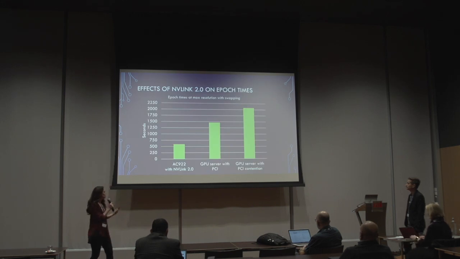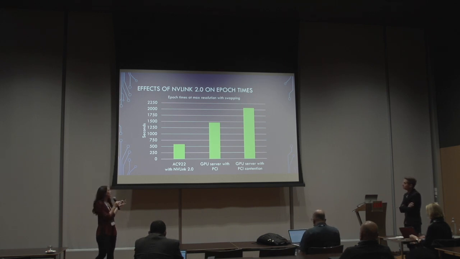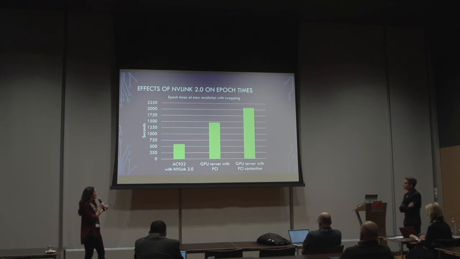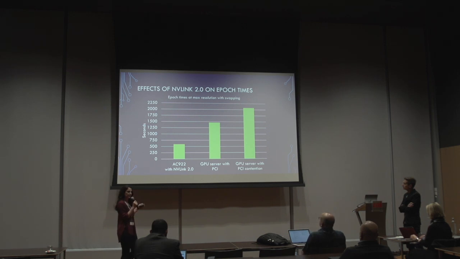So, a little bit more detail. We have a few more graphs here on the difference it makes. This is the impact on the epoch time on these different systems. Here, lower is better. You don't want it to take very long. You want it to take a shorter amount of time to run an epoch.